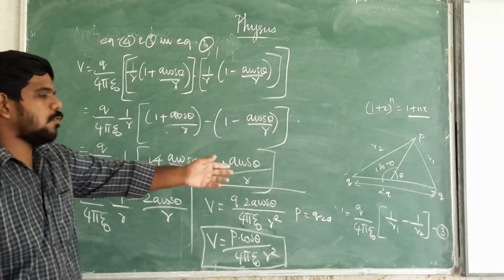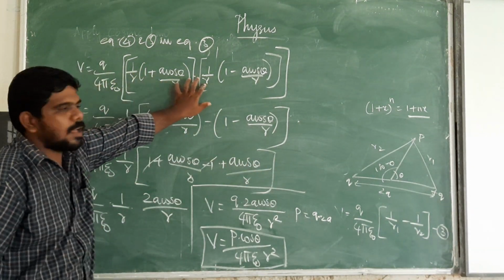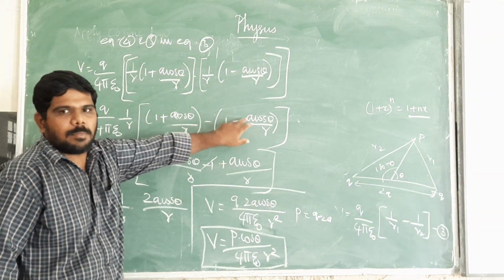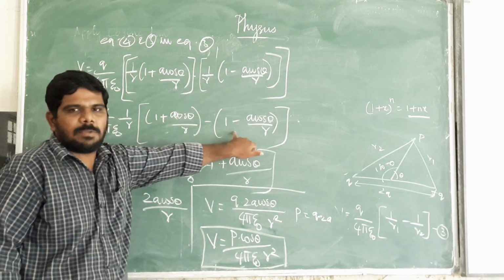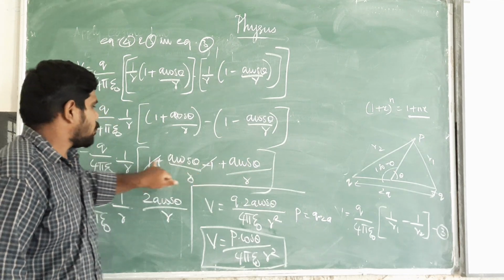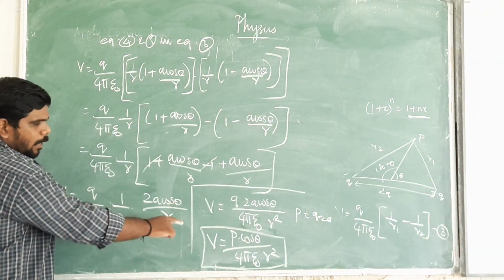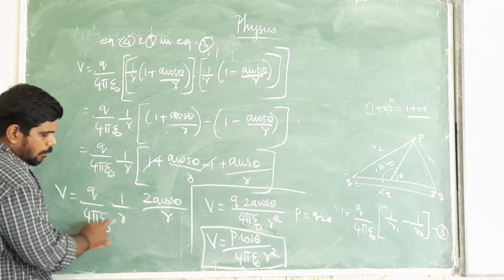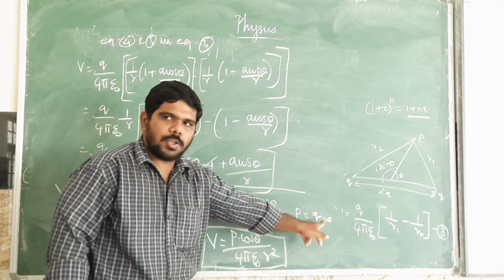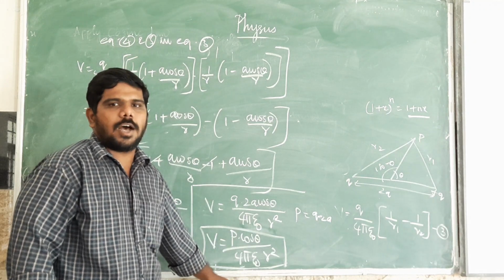So we found the values of 1 by R1 and 1 by R2, then we substituted them here. In both terms, 1 by R is a common term, so we take it outside. So 1 plus a cos theta by R minus 1 minus a cos theta by R. The minus sign should be multiplied inside, so minus 1, minus into minus gives plus a cos theta by R. So plus 1 and minus 1 are cancelled, leaving 2a cos theta by R. Multiplying by q, we get q into 2a cos theta by 4 pi epsilon 0 into R square. We know the dipole moment formula p is equal to q into 2a. So V is equal to p cos theta by 4 pi epsilon 0 into R square.